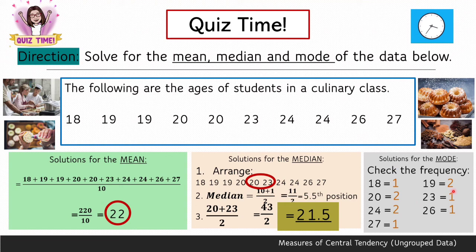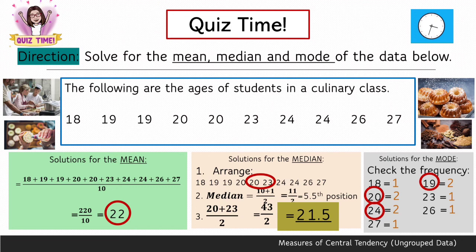So, look at the frequencies. What's the highest frequency? What numbers would be our mode? The answer is yes, we have 19, 20, and 24. We have more than one mode. We have 3 modes in this data because all of this got 2 as their frequency. They appeared the same number of times. Okay, so this is the mode. 19, 20, 24. Did you get all 3?